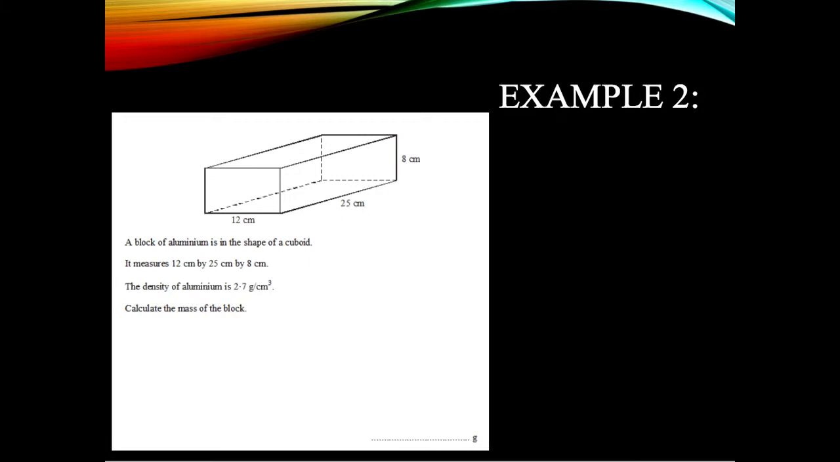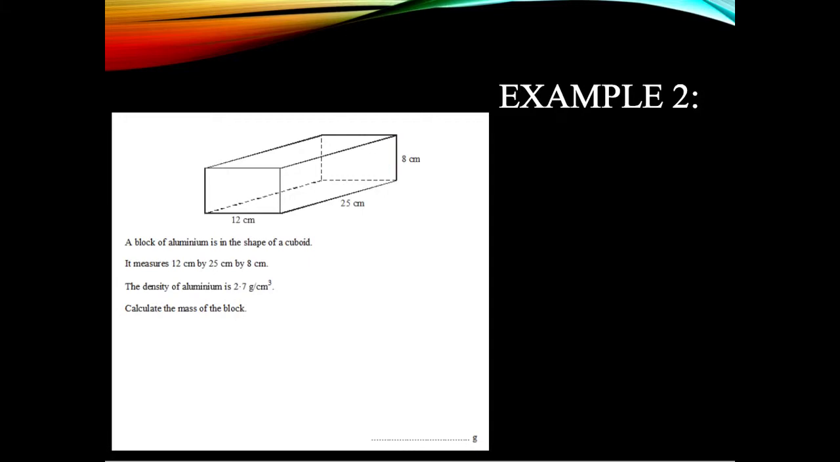Here we've got a block of aluminium and it's in the shape of a cuboid. It measures 12 centimetres by 25 centimetres by 8 centimetres, and we're told that the density of the aluminium is 2.7 grams per centimetre cubed. This time we've got to work out the mass of it. Mass you also think of as weight, but more specifically we're talking about mass in this instance. Let's see if we can remember how to do it.